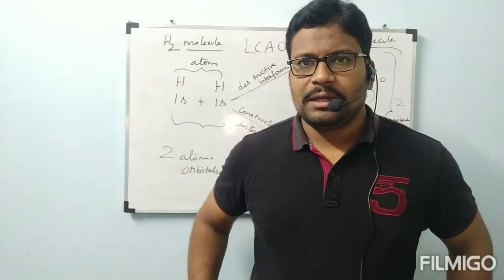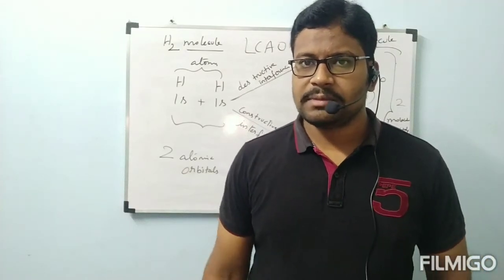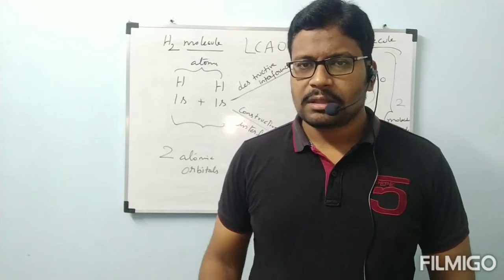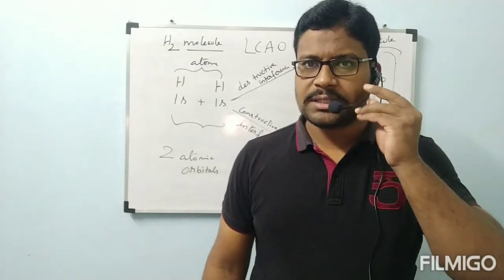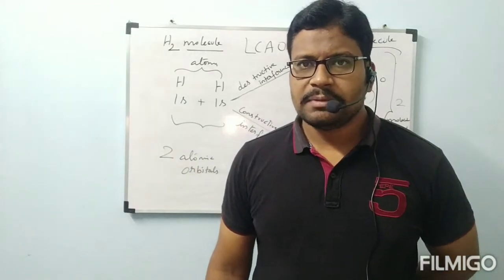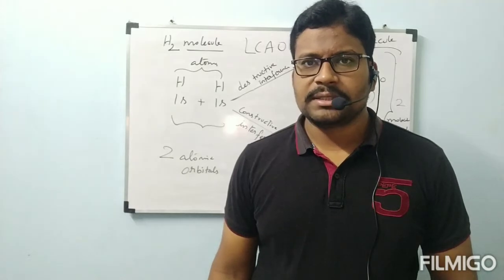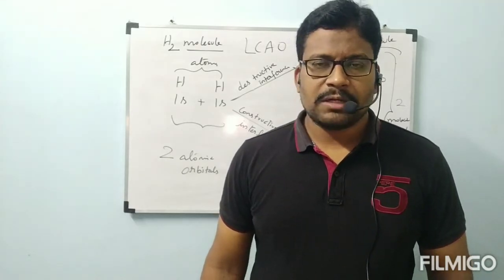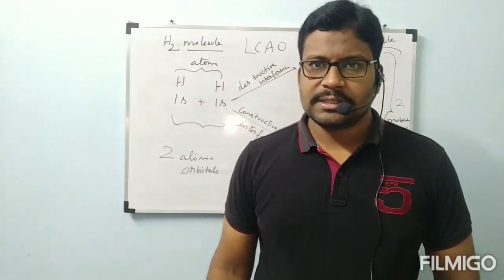Good afternoon, students. In the previous class, we saw how molecular orbitals are formed. There are two types of molecular orbitals: bonding molecular orbitals and anti-bonding molecular orbitals. Bonding molecular orbitals are formed by the constructive interference of atomic orbitals. Anti-bonding molecular orbitals are formed by the destructive interference of atomic orbitals.